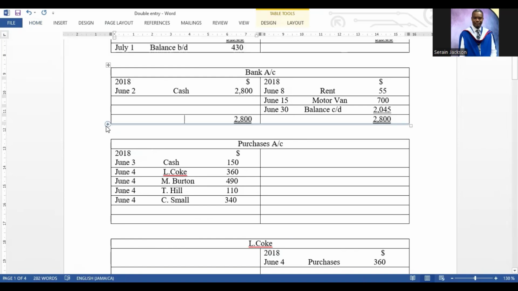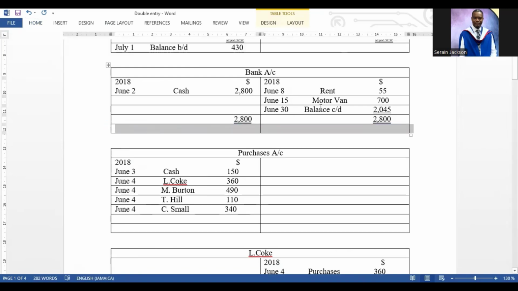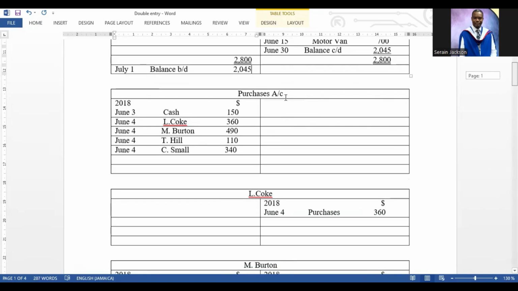So that's step 4. Step 5, which is the final step: whatever side the balance carried down is on, the balance brought down must be on the opposite side. So you go July 1. And a bank account normally, not always, but normally, has a debit balance. So the balance is 2,045. The balance brought down is going to be the same as the balance carried down. All right.